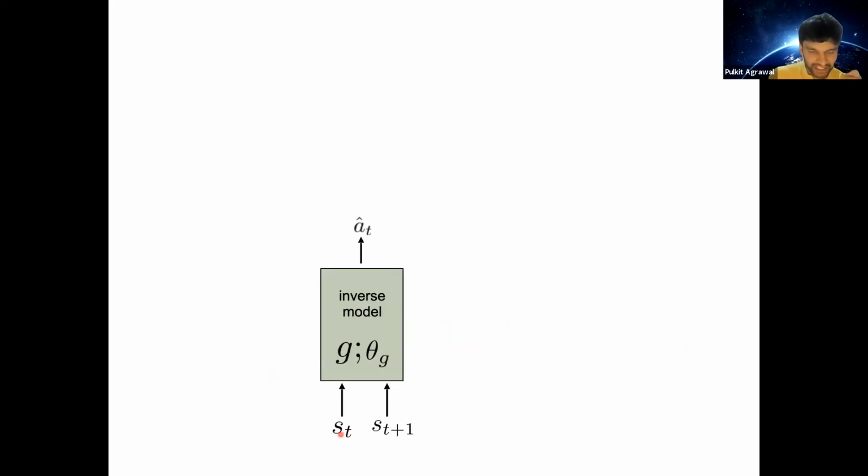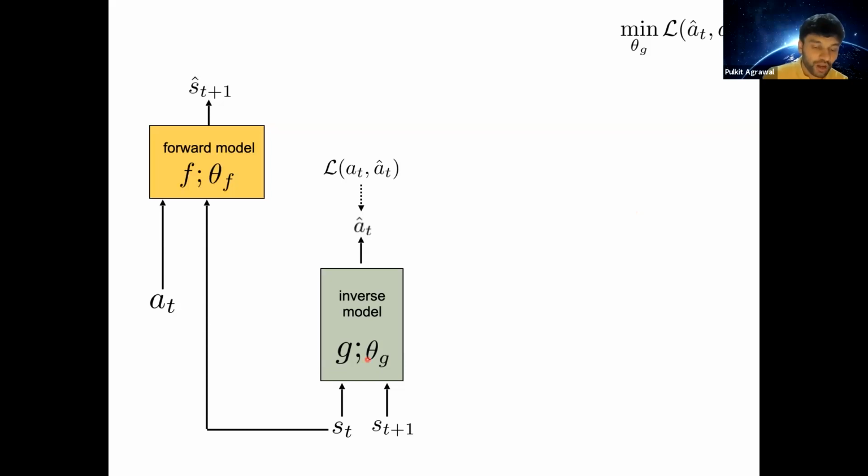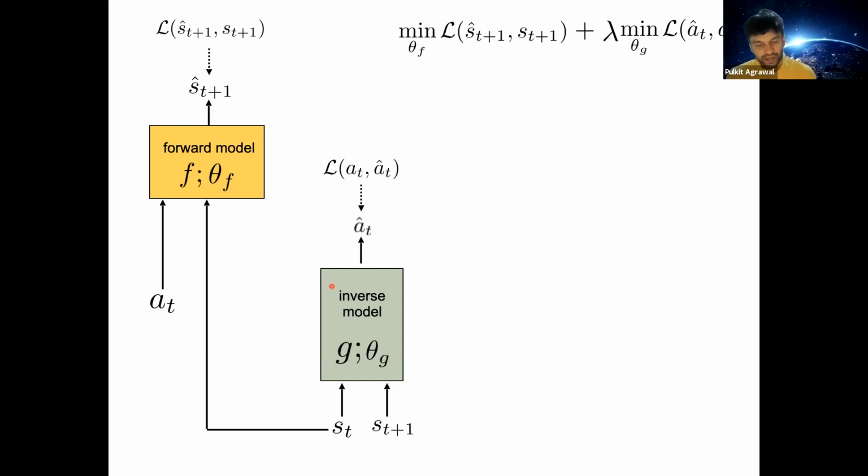So let's consider the inverse model. I have my state st and st plus 1. I'm trying to predict an action. The way we do this is to pose this as a supervised learning problem where I have parameters theta g of my inverse model, which I'm trying to optimize to match the ground truth action. Or we could also have a forward model, which takes the state and the action as input and predicts the next state. And I can write the forward loss function. And instead of training any one of these models, I can train both of them jointly. I can learn both a forward model and an inverse model.